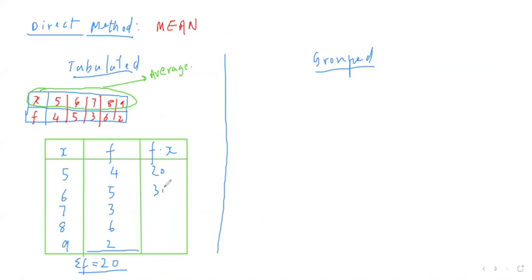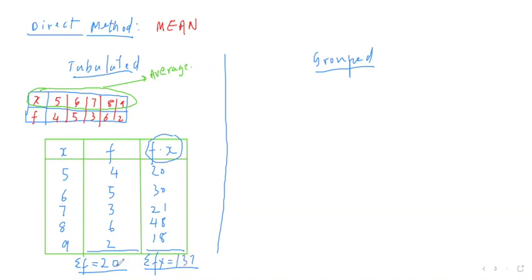20, 30, 21, 48, 18. And I'll find the sum of this as well. We'll call it sigma fx because the column is fx. Sigma stands for summation or sum. And that gives me about 137.